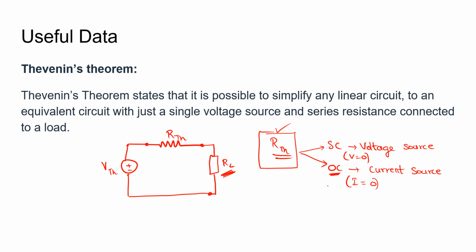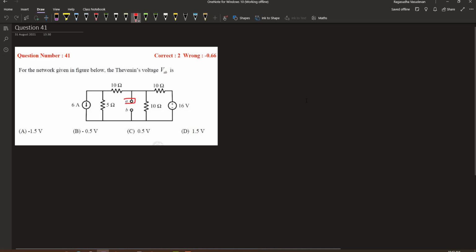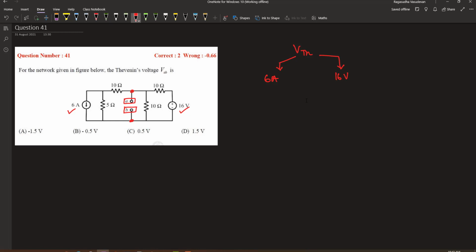Now let's keep this concept in mind and solve this problem. In this problem, the load's terminals are A and B, so we need to find the voltage across these ends. This is the Thevenin equivalent voltage. This voltage is contributed by the 6 ampere current source and the 16 volt voltage source. Let us first apply the superposition theorem and find the contribution of each of these sources.